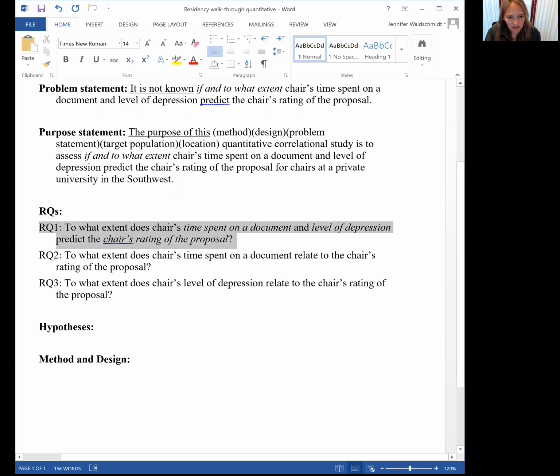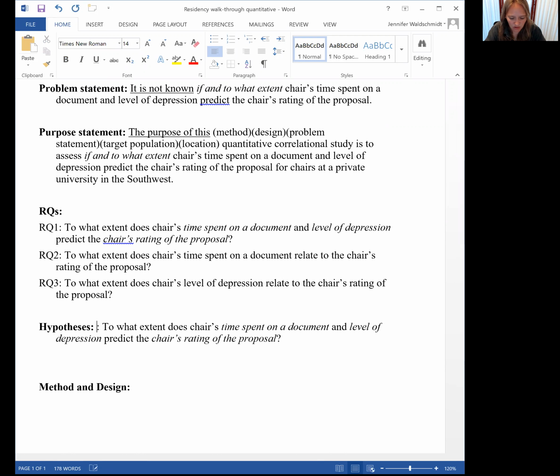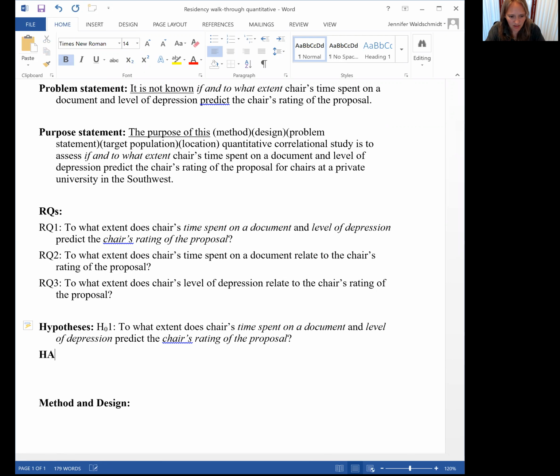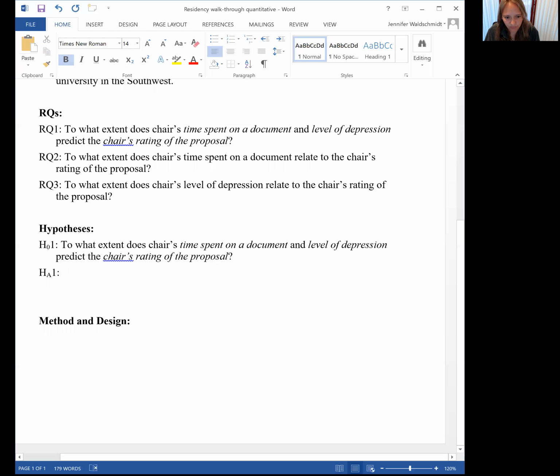So I'm going to take this first research question here. I'm going to paste it for our hypotheses. As an aside, we always list our null hypothesis first. That's standard within the field. And then we list our alternative hypothesis. So the HA1 is going to represent the alternative hypothesis for our first research question. The H01 represents the null hypothesis for our first research question.